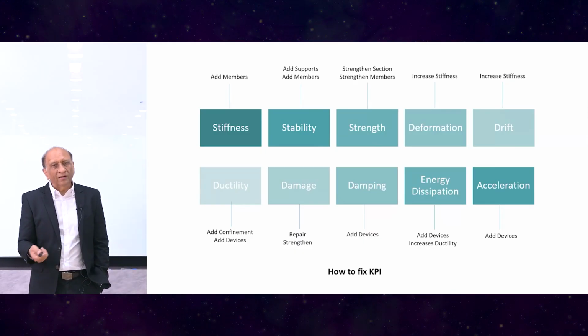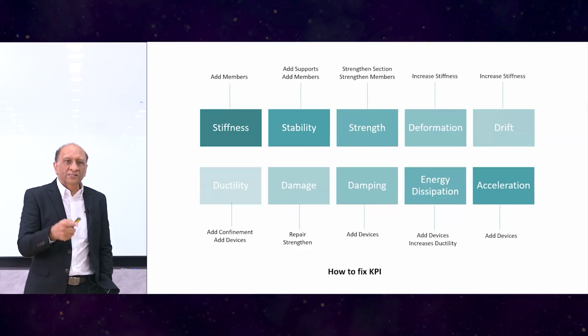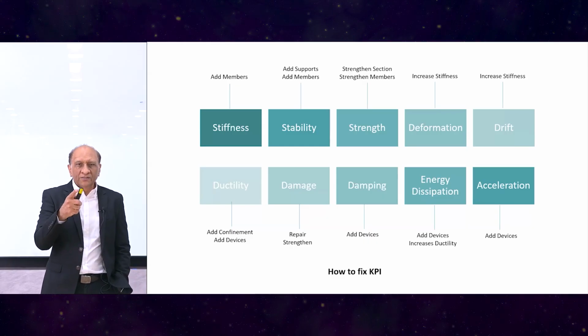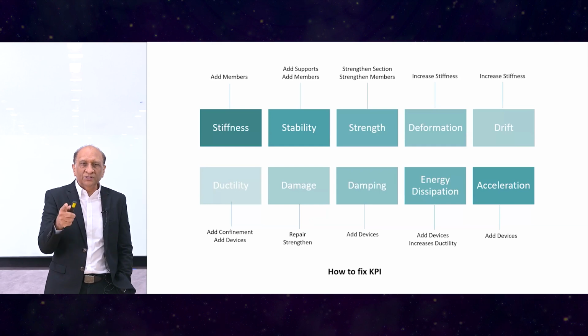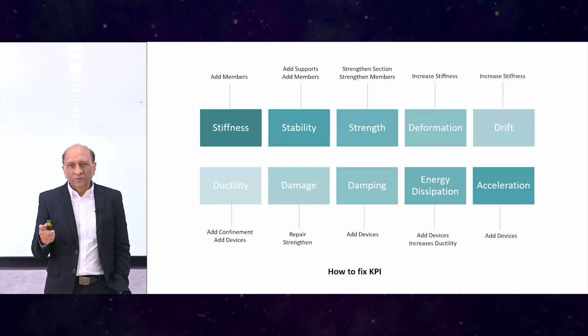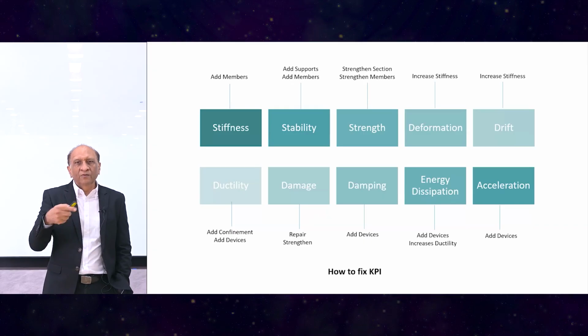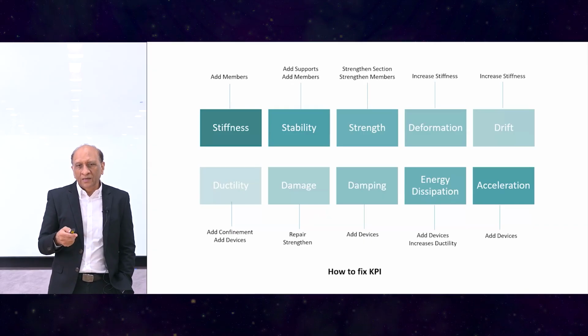And auto-fix KPI also the same way. So if the stiffness is a problem, we can add members. If the stability is a problem, add members. And similarly, if strength is a problem, strengthen the section, strengthen the members; for deformation, increase stiffness, and so on. So once again, there are many ways to look at these KPIs.